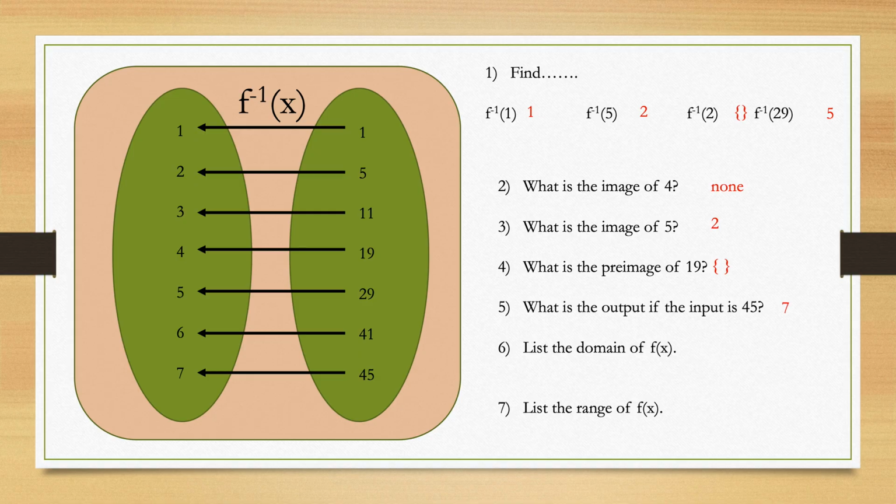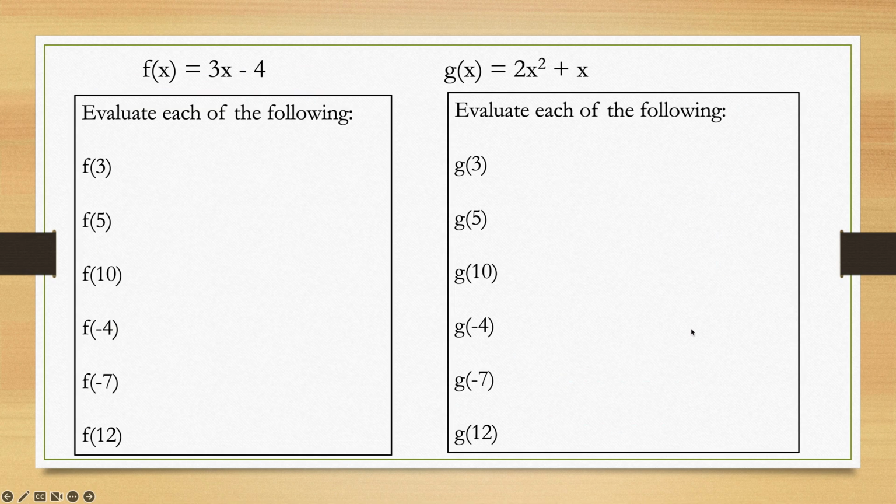That would be 7. Now list the domain elements. Remember, we switched the x and y because it's an inverse. So the domain is this list of numbers on the right: 1, 5, 11, 19, 29, 41, 45. And the range is 1, 2, 3, 4, 5, 6, 7. Okay. Hopefully it saves at some point in the future.